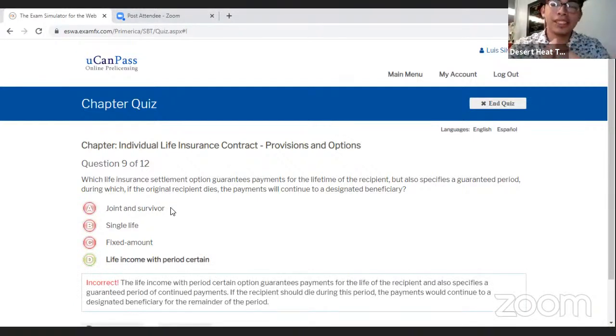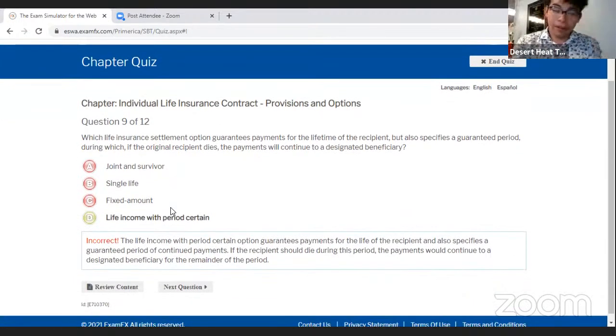The answer is D. You're so close, Gloria. You pretty much had it. The life income with period certain option guarantees payments for the life of the recipient, and also specifies a guaranteed period of continued payment. If the recipient should die during the period, the payment would continue to the designated beneficiary for the remainder of the period. I get where you tried to put joint and survivor. Joint and survivor means if you get a life insurance with somebody, you would get it upon the first death of one of them, and then the second survivor would get the other. That's what that would mean, okay?